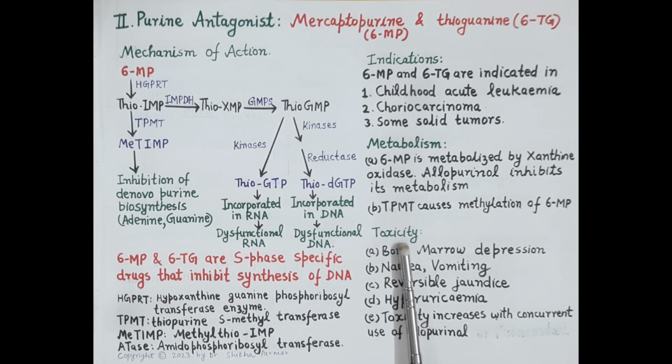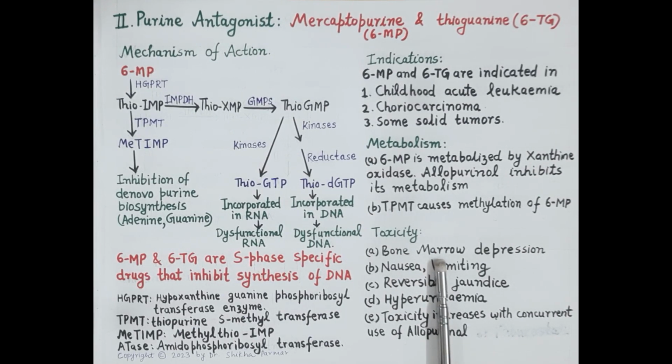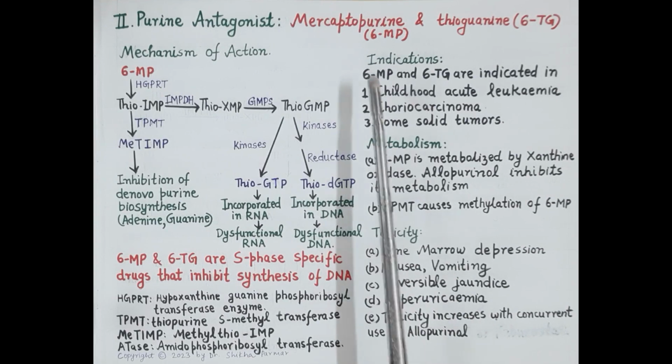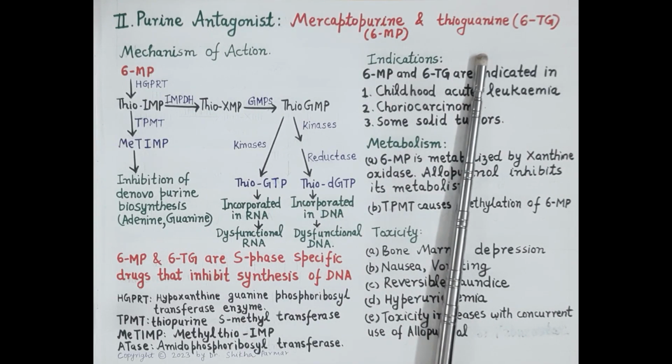Now, the main toxic effect of these drugs is bone marrow depression, then nausea and vomiting. Now, 6-mercaptopurine causes more nausea and vomiting compared to 6-thioguanine. Now, 6-mercaptopurine also produces a high incidence of reversible jaundice. Hyperuricemia occurs with both the drugs, and toxicity of 6-mercaptopurine increases with the concurrent administration of allopurinol. So, this is the pharmacology of 6-mercaptopurine and 6-thioguanine.